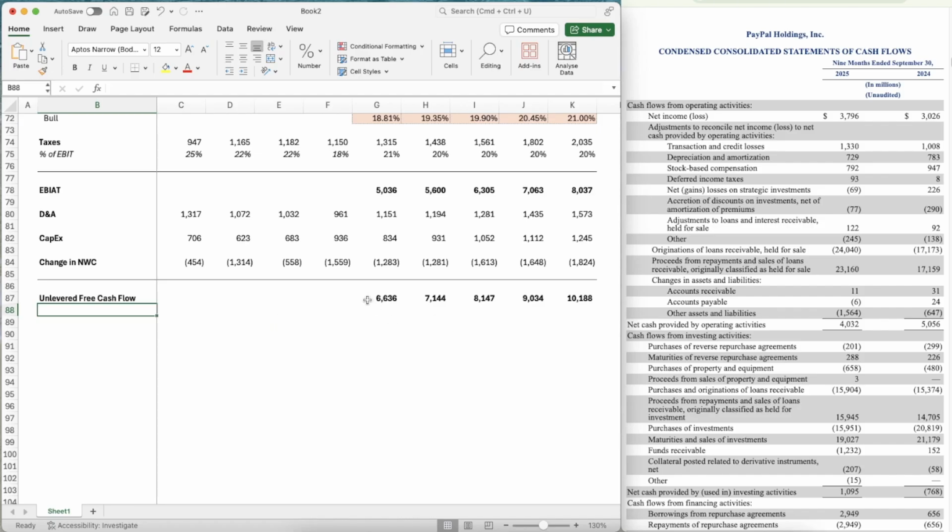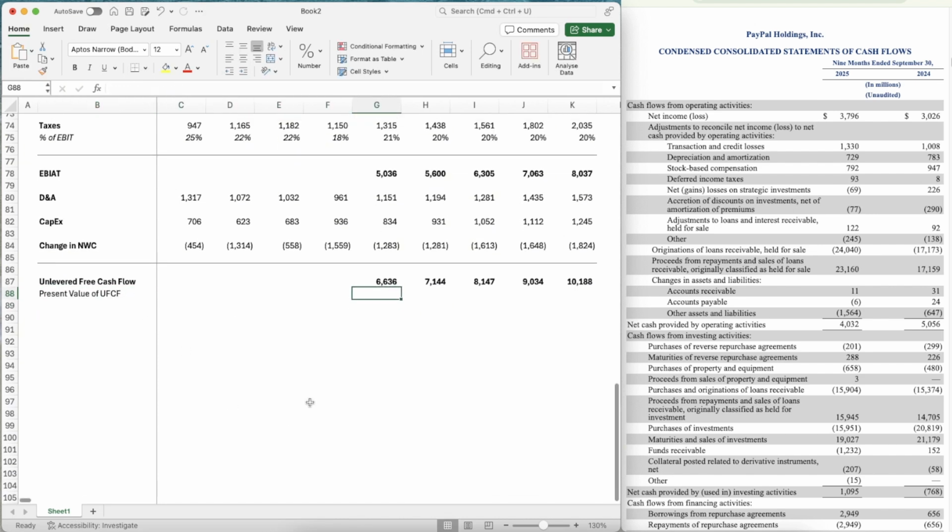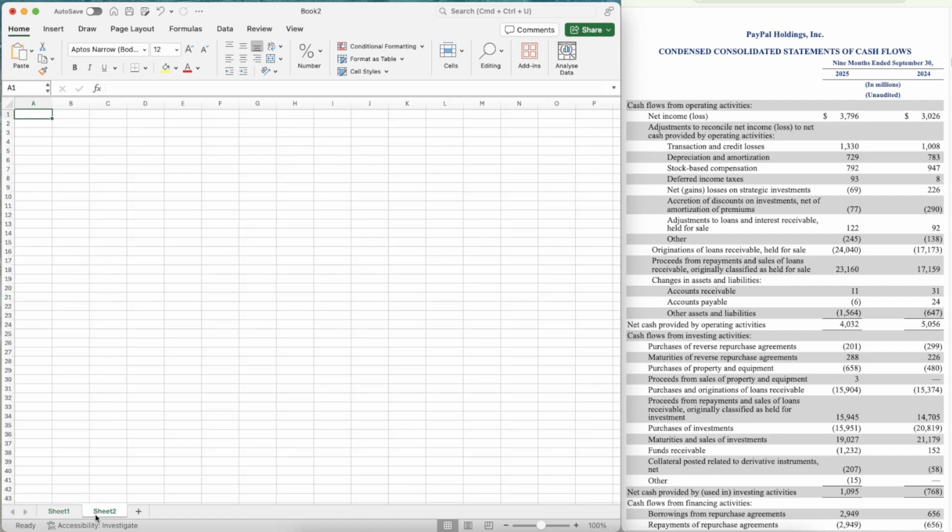We forecasted these out 5 years into the future. We now want to work out what the present value of each of these generated. So that's the present value of unlevered free cash flow. But to do that, we need to calculate our WACC, our weighted average cost of capital.